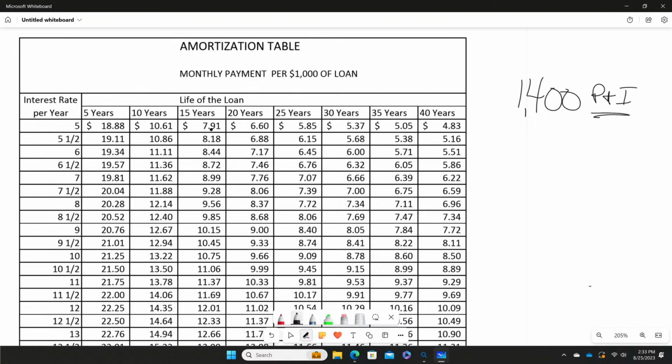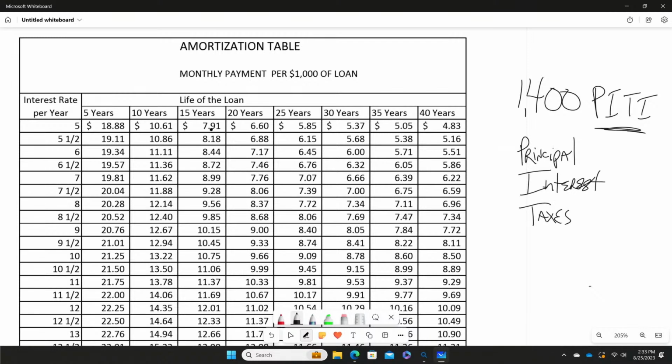Now, you got to read these questions real carefully because they could very well throw in right here P-I-T-I, right? And we know that is principal, interest, taxes, and insurance. And so if they do something like that, just figure out what do they tell you the taxes are. They could say the taxes are $2,400 a year.